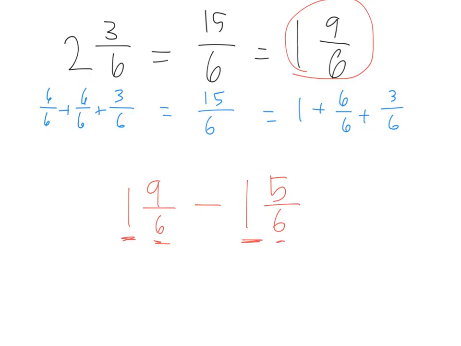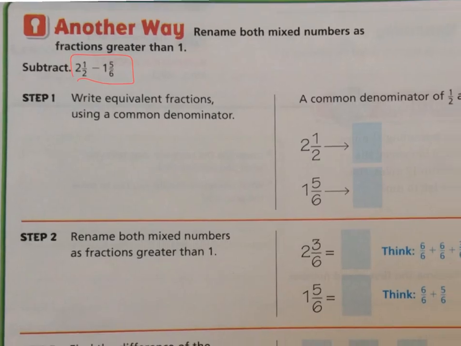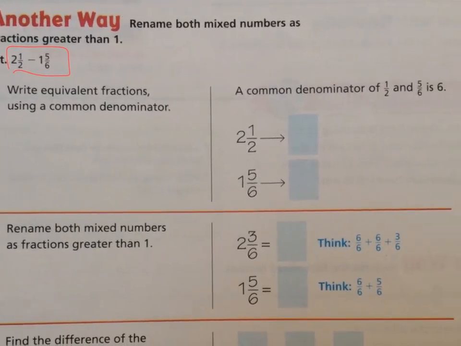Yeah, okay. We are doing 2 1/2 minus 1 5/6. Your first step is to write equivalent fractions using a common denominator. Currently, do we have common denominators? No. Do we know which common denominator we might be able to use? 6. Okay. Do we need to rewrite 1 5/6? No, right? A common denominator of 1/2 and 5/6 is 6.